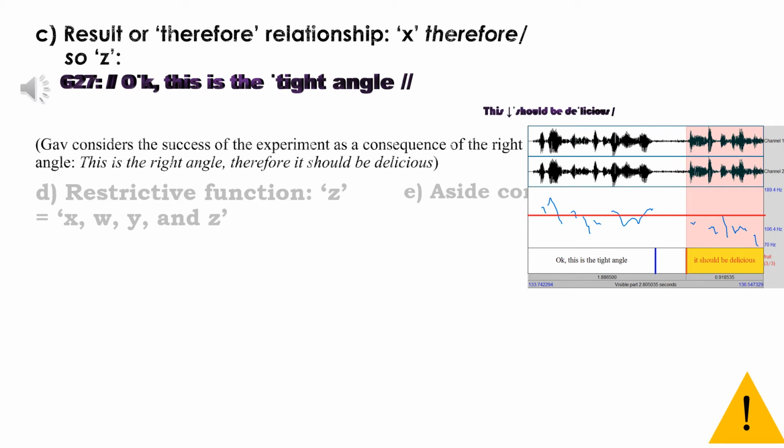If the connector is there, the second tone unit is going to be produced with a mid key. But if the connector is not there and the speaker still wants to express a result or causality, he or she is going to produce a drop in the pitch level, and we have to connect them mentally by adding a connector that is not explicit.